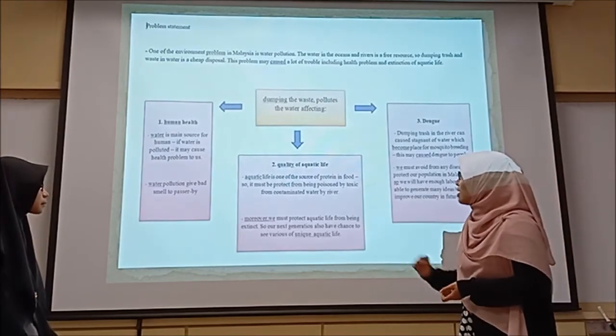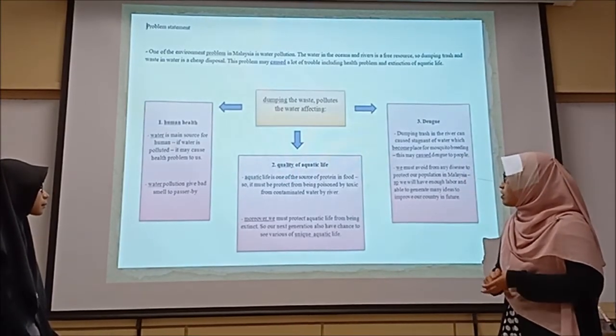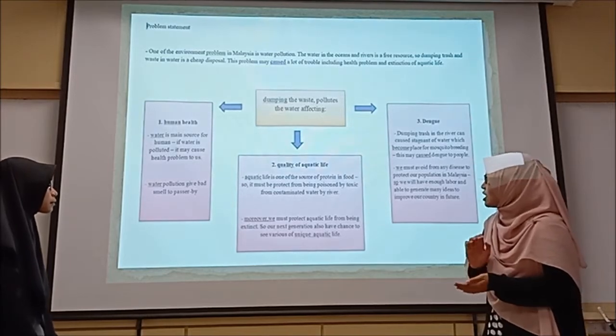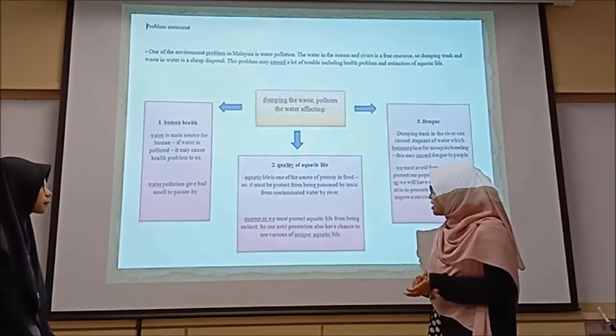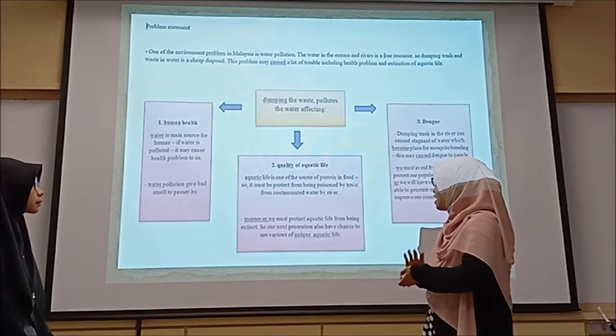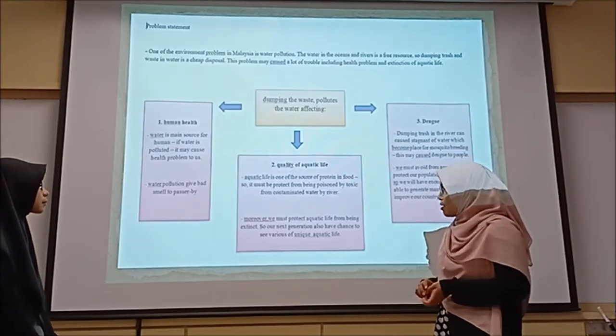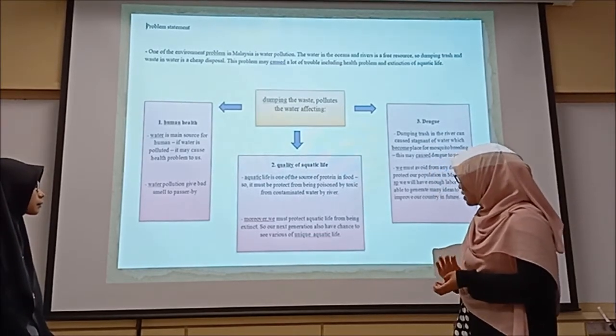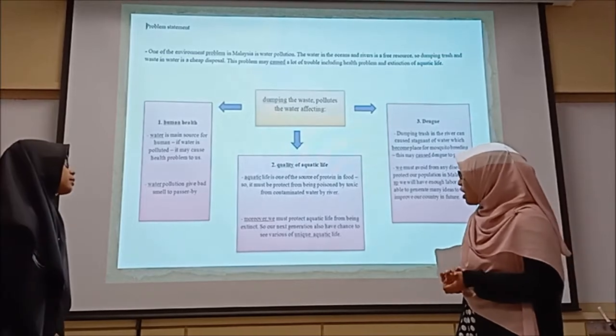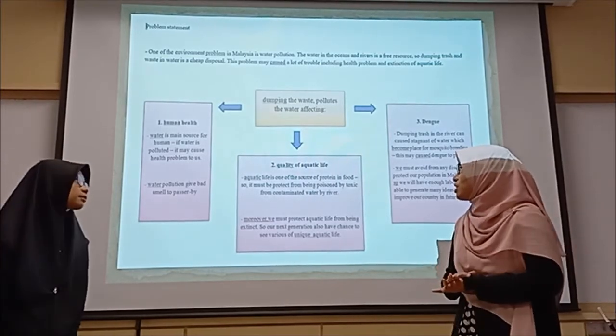Quality of aquatic life. Aquatic life is one of the sources of protein in food, so it must be protected from being poisoned by toxins from contaminated river water. Moreover, we must protect aquatic life from becoming extinct, so our next generation also has a chance to see various unique aquatic life.